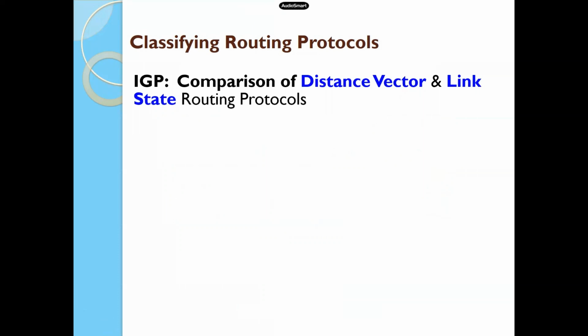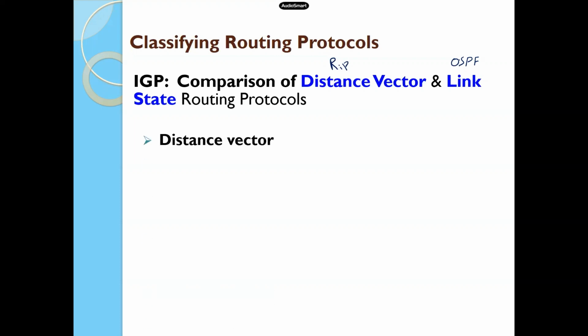Now there is another way of comparison, that belongs to the interior gateway protocol. It is the distance vector and link state routing protocols. And by the way, RIP is an example of distance vector, and OSPF, open shortest path first, is an example of link state.